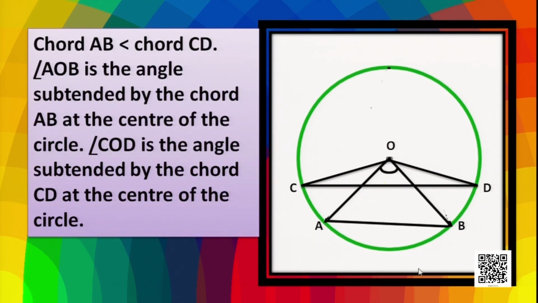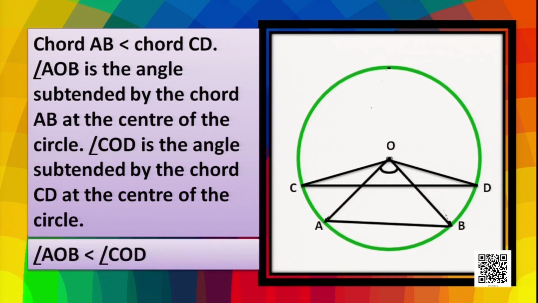So we can say if chord AB is less than chord CD, AOB is the angle subtended by the chord AB at the center of the circle, and COD is the angle subtended by the chord CD at the center of the circle, then angle AOB is less than angle COD. That means the greater the chord, the greater the angle subtended at the center.